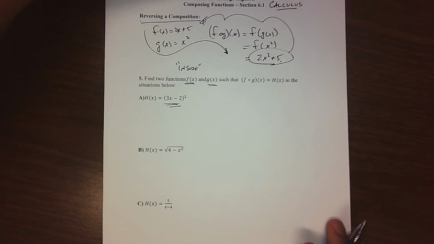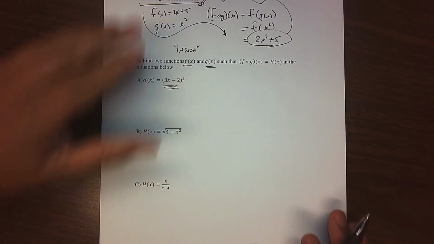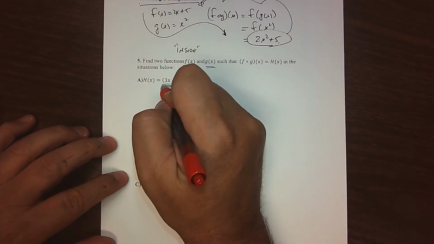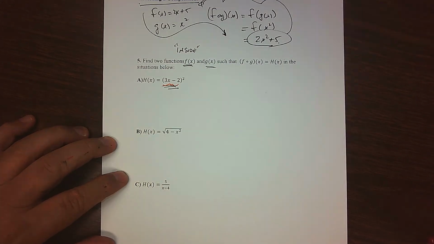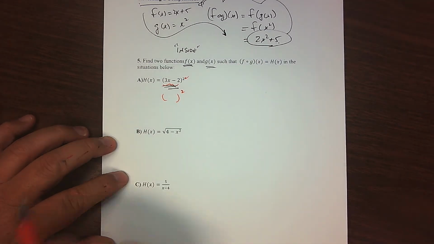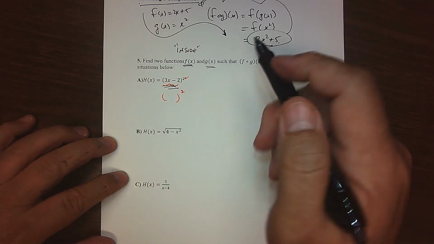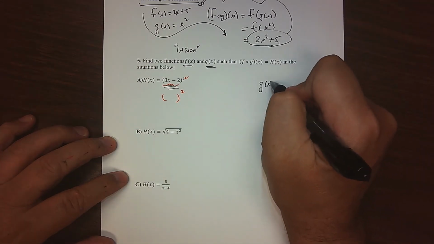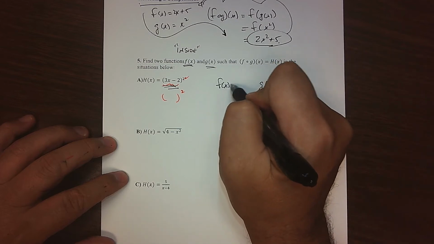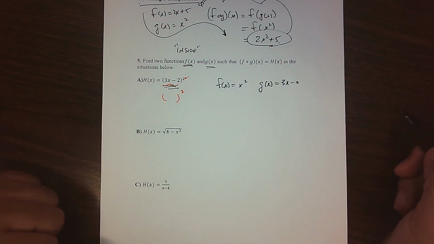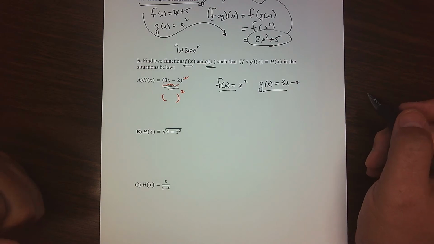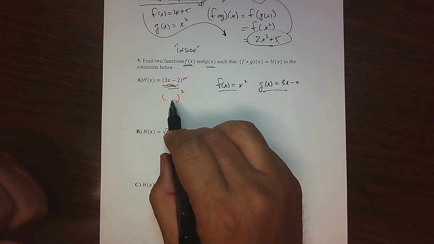Now sometimes it's pretty obvious because of the use of parentheses. With a set of parentheses here, it looks like this piece right here is going inside. What's it going inside of? It's going inside of the squaring function. So what that tells me is that the function being put inside is 3x minus 2, and the function it's going inside of is x squared. There would be the two functions being composed in this situation.